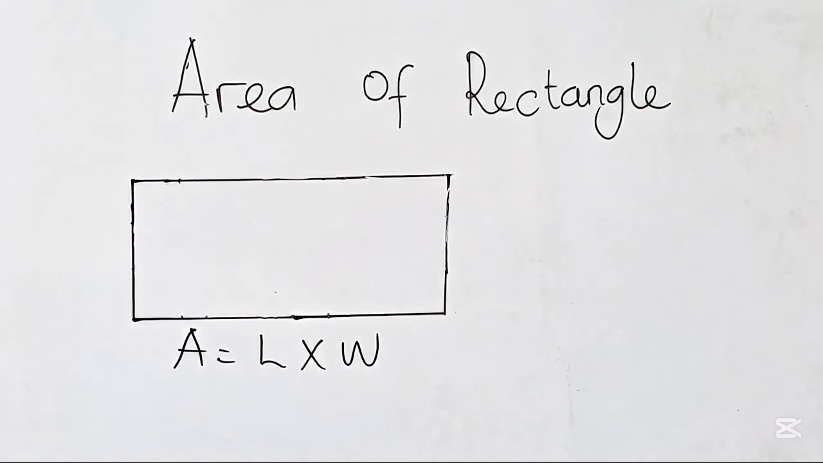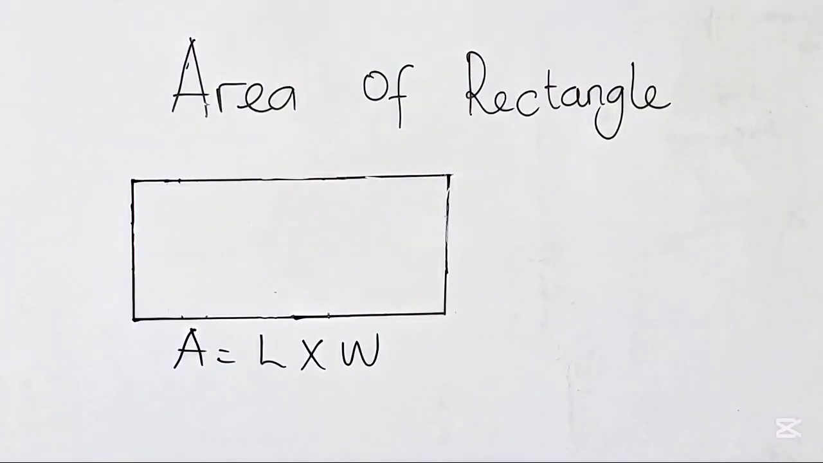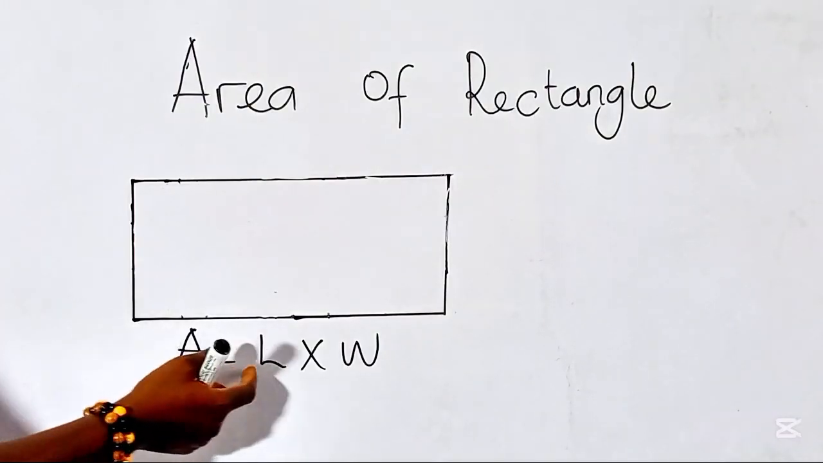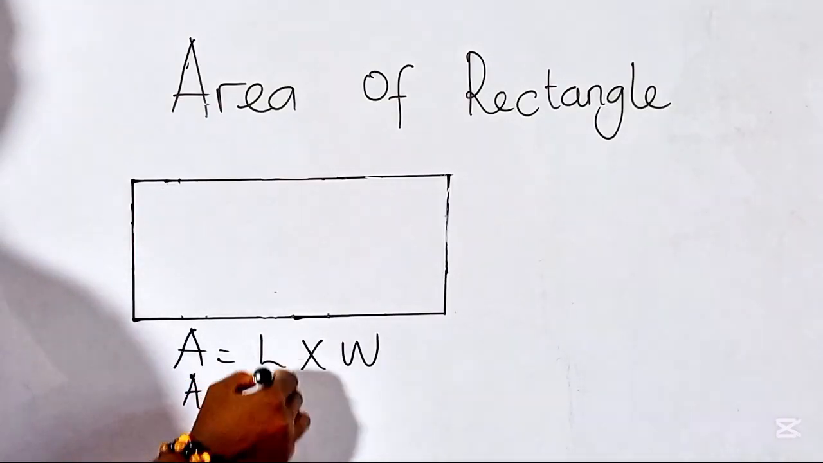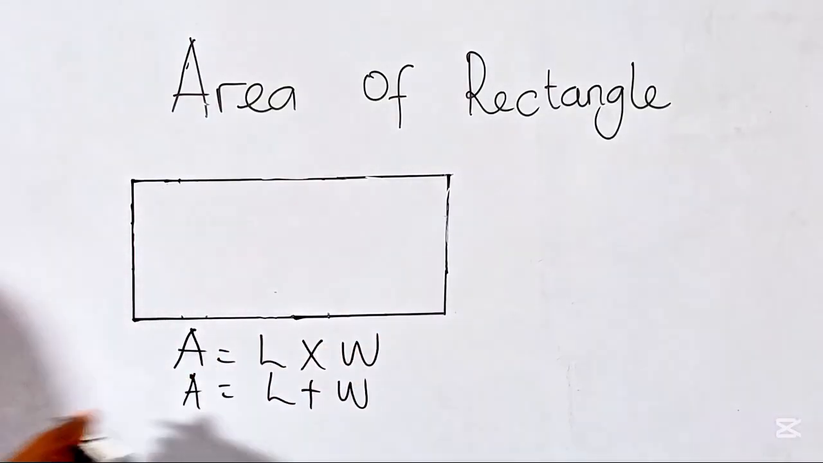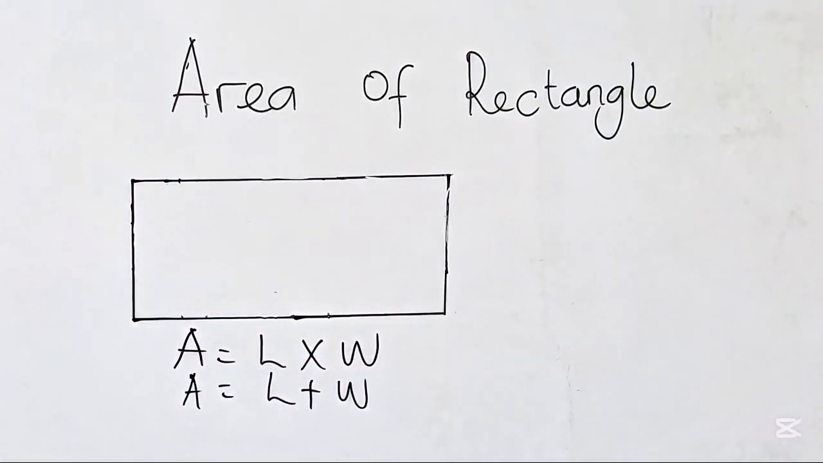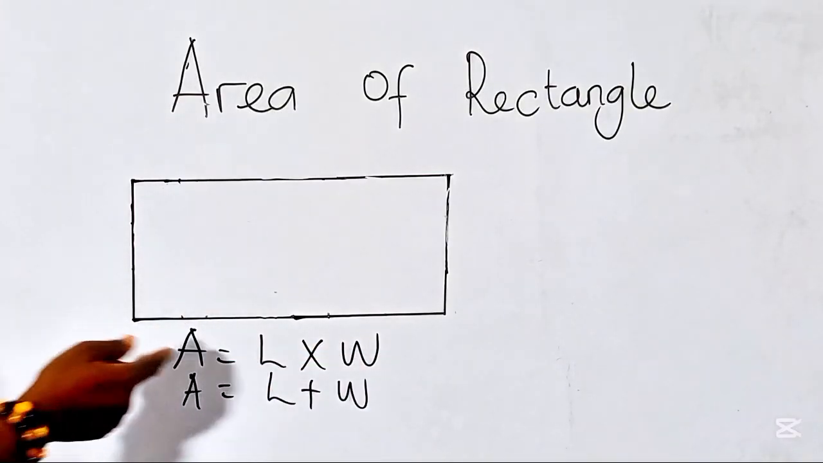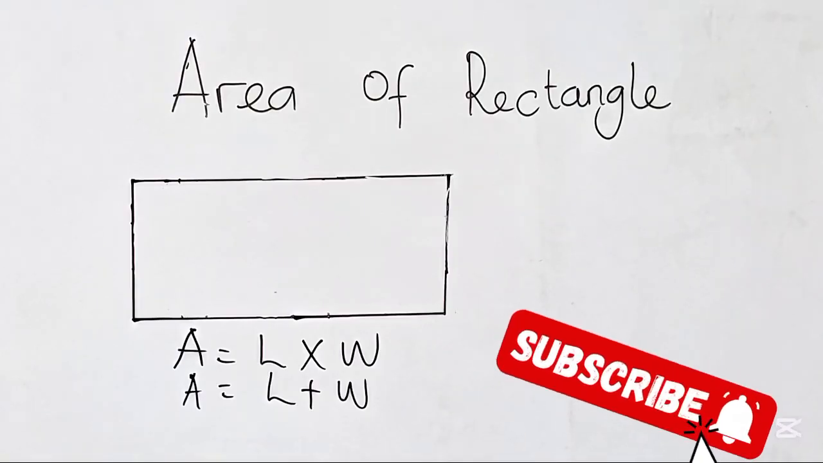I know most of us have memorized this formula for calculating the area of a rectangle, which is length times width. But did you ever stop to ask yourself, why do we multiply the length and the width? Why don't we add the dimensions, the length plus width? There is a reason behind this formula, and in this video we are going to uncover the simple logic behind it. To understand why we multiply, we need to know what area really means.